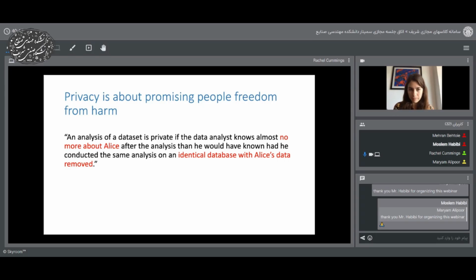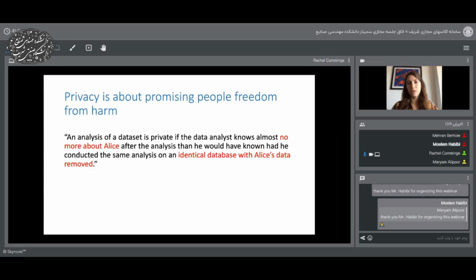And so here we would like to say nothing bad is going to happen to you because you share data with some analysis. You're not going to have reporters coming to your door asking about your search history because you share data online. And more precisely, we're going to say some analysis of a data set is private if the analyst knows almost no more about Alice after the analysis than he would have known had he conducted the same analysis on the same database, but just with Alice's data removed.